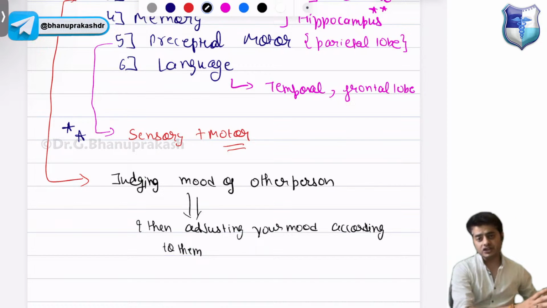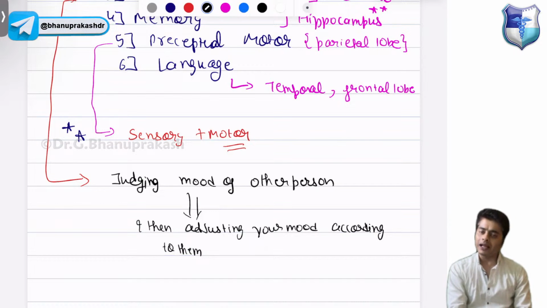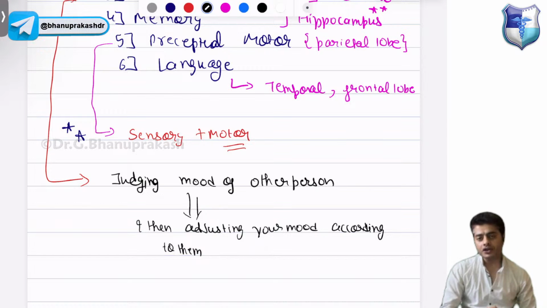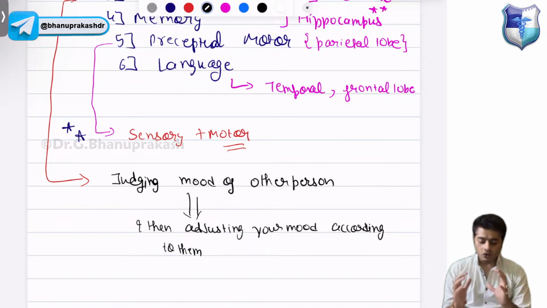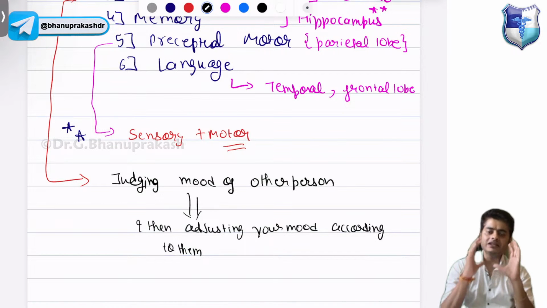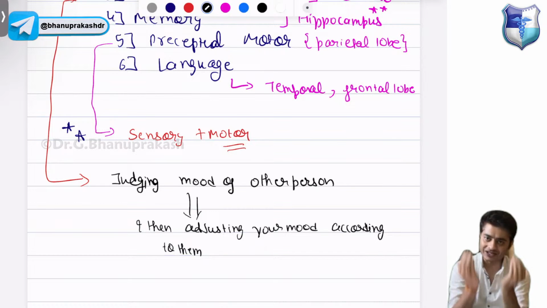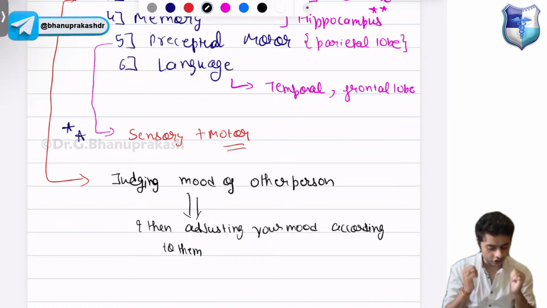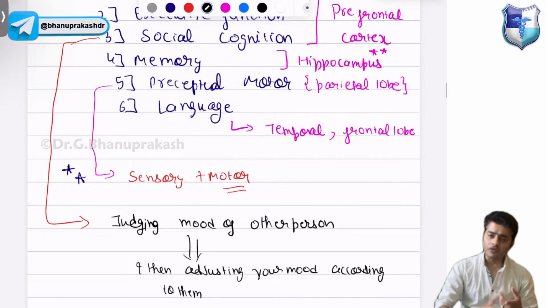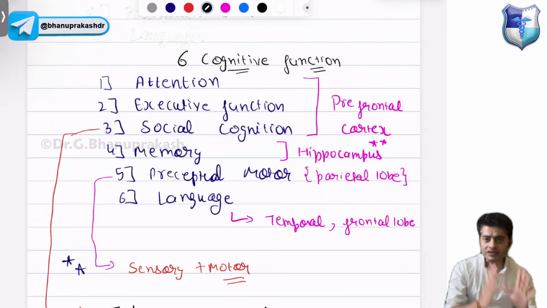Suppose there is a teacher scolding you again and again. So you will be upset. But if your social cognition is gone, then you will not be upset. So understanding someone just by his facial gestures is your social cognition. So we all know about attention, that is focusing somewhere.